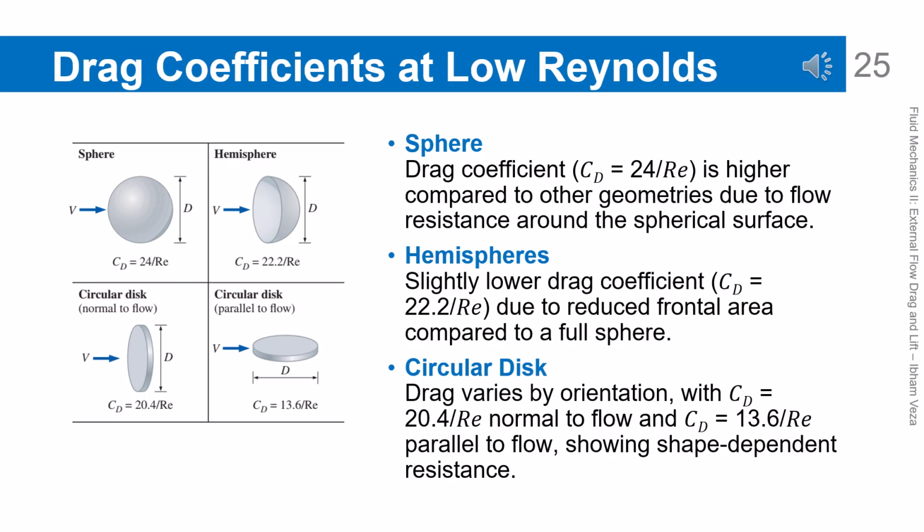A hemisphere has a slightly lower CD due to its smaller frontal area. A circular disk shows different CD values depending on its orientation to the flow. This example shows that in creeping flow, geometry strongly controls flow resistance.